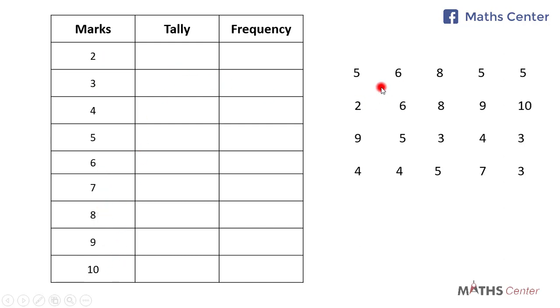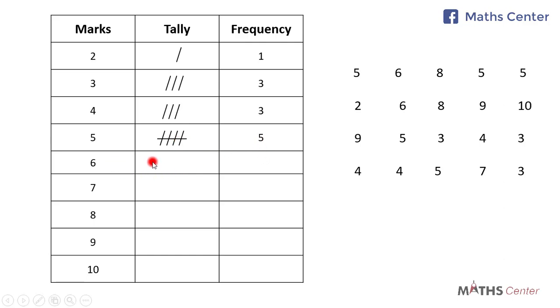Then we will go through the data and we will count the number of each mark that we have. So when we go through the data and we count the number of 2 that we have, we will get 1. It means that the frequency is 1. When we count for 3, we will get 3. It means that the frequency is 3. When we count for 4, we will get 3. It means that the frequency is 3. When we count for 5, we will get 5. It means the frequency is 5.